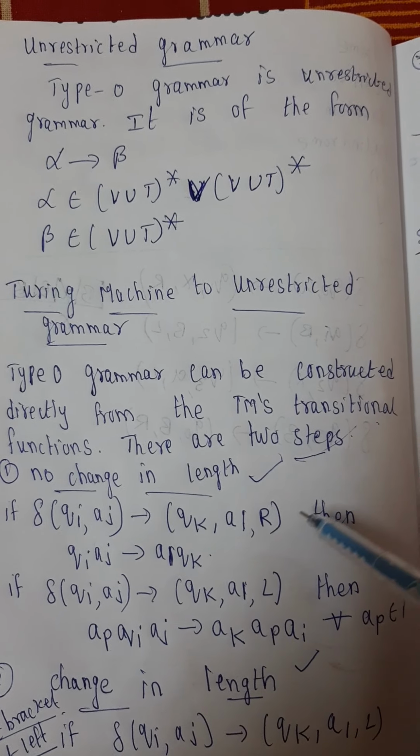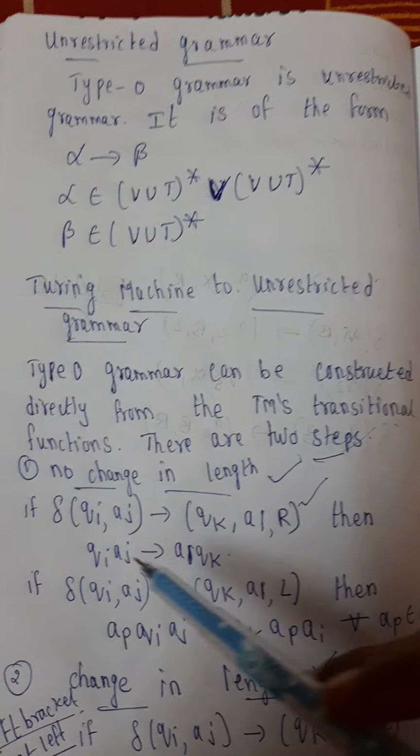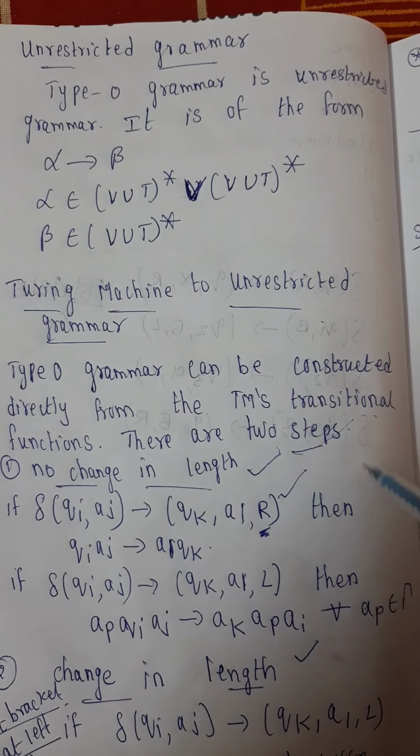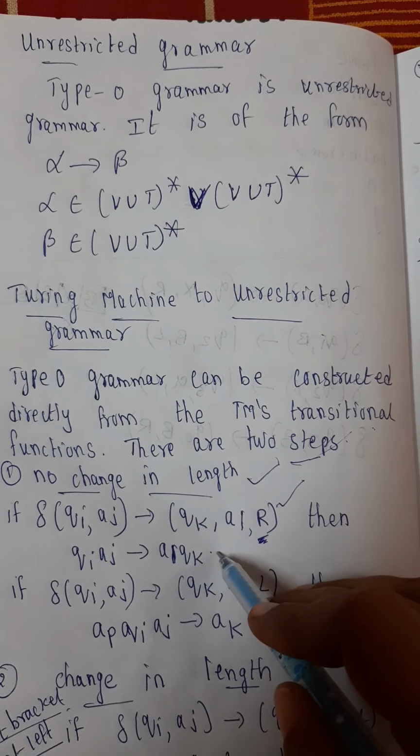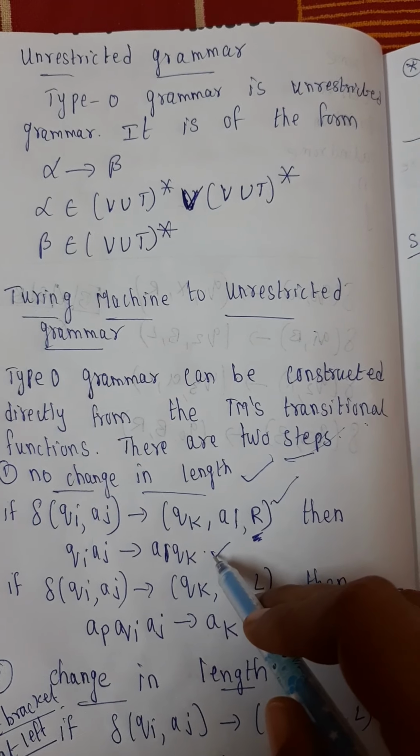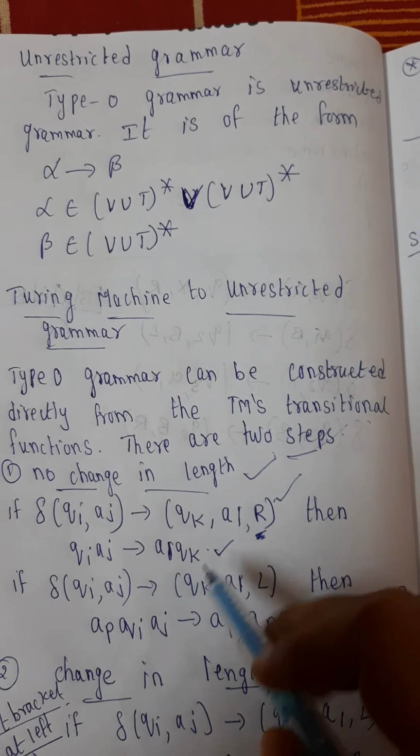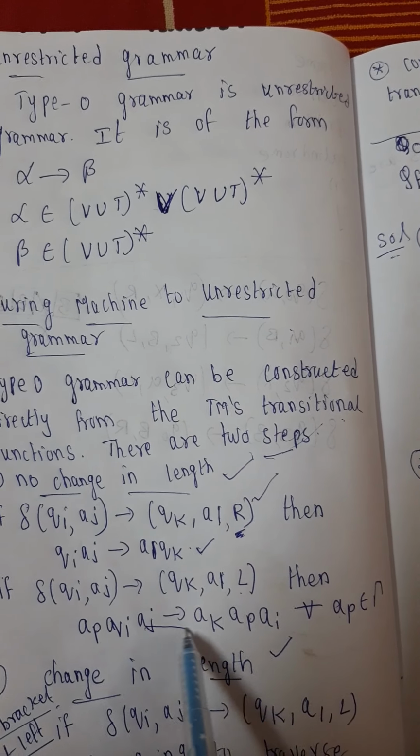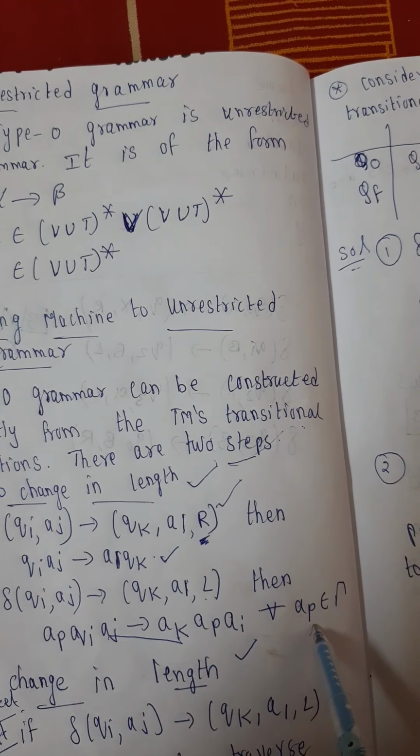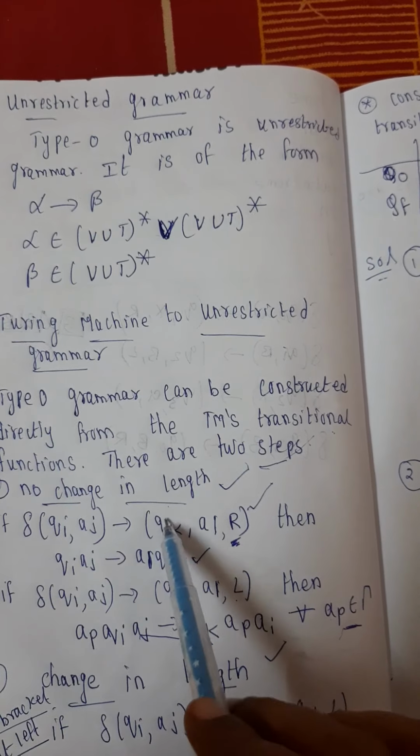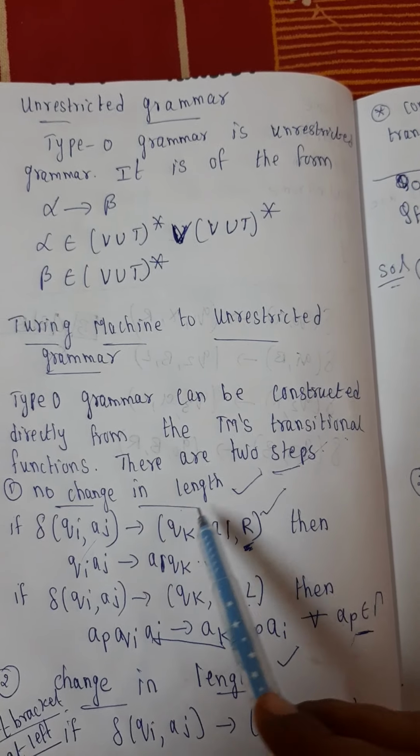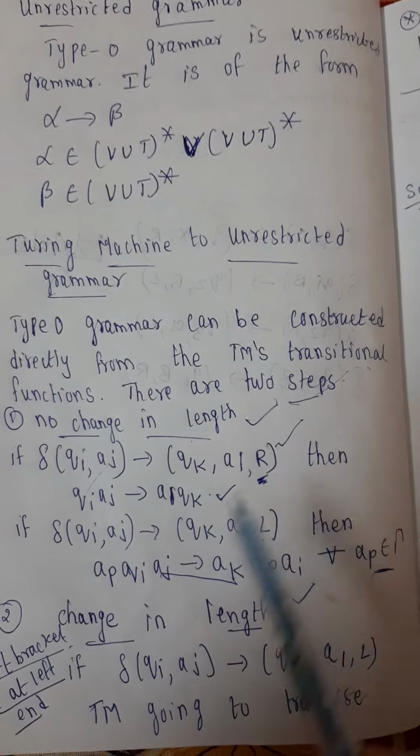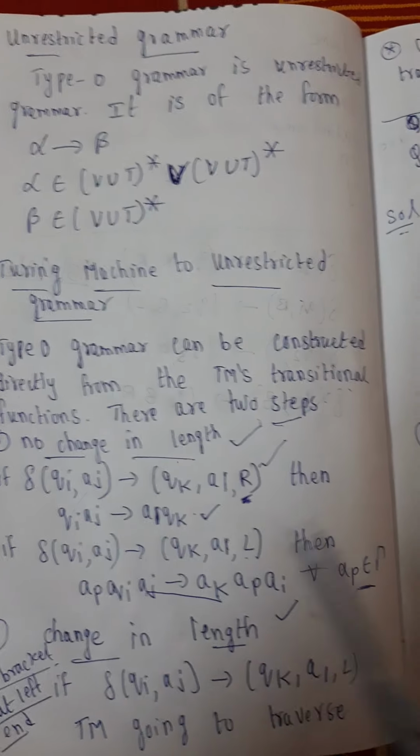So if you have the production in this form, that is if you have a right transition, if you are moving to the right, then this is the grammar you have to write. This is the production you have to write. And if you have the left, then this is the way you have to write it, for all A, P belonging to gamma. I'll show you with an example first for no change in the length, then we go with a change in the length.